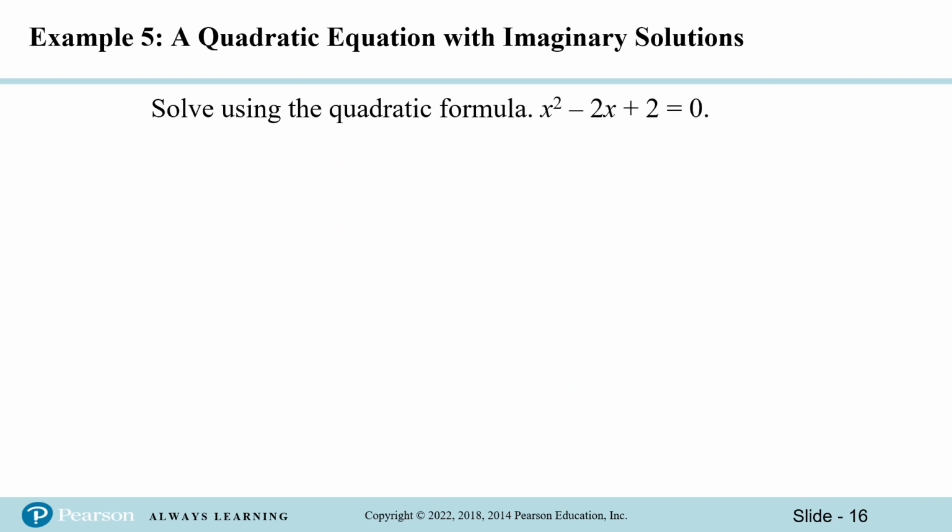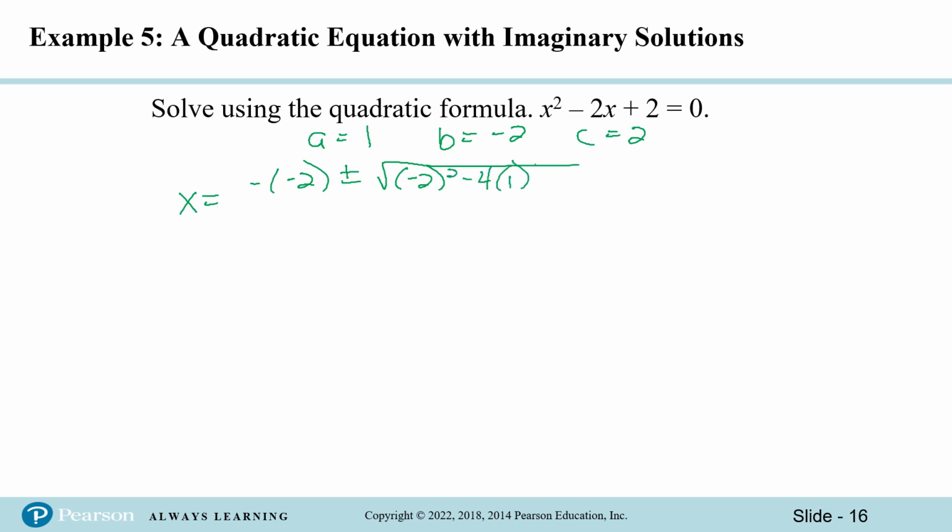Okay, this is the one that we were supposed to be working on. Okay, so if we have x squared minus 2x plus 2 is equal to 0, they told us to solve using the quadratic formula, so we need a, b, and c. So x is equal to negative b plus or minus the square root of b squared minus 4 times a times c, all over 2a.